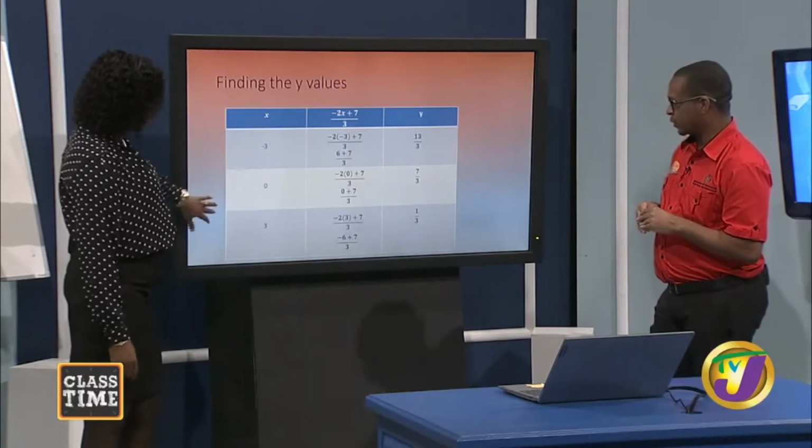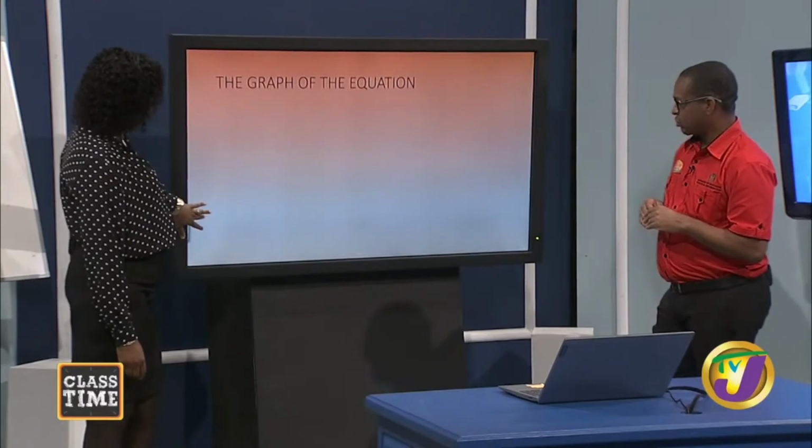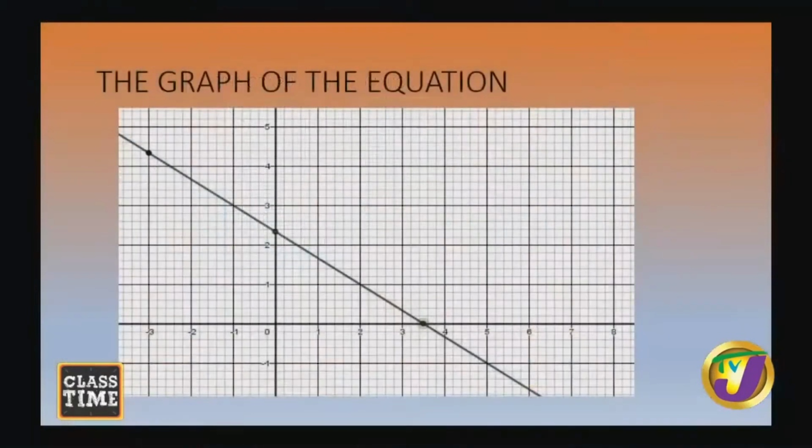So now we have x and y values, so we can look at the graph of that equation. Whoa, we're just using 3 points. Yes. We used when x is -3, when x is 0, and when x is +3. Okay, so that's not hard.